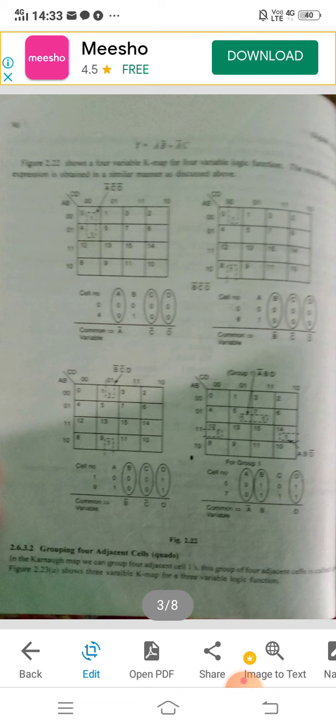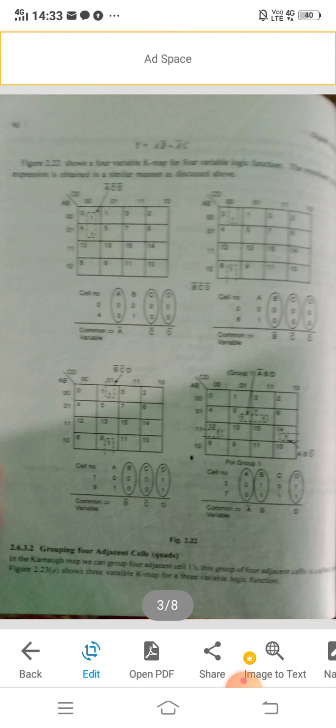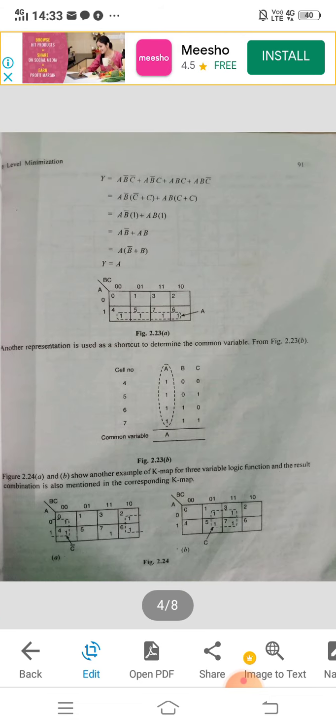Next, grouping of 4. There will be no grouping of 3 because 2 to the power n doesn't have any 3. Grouping 4 adjacent cells gives quads. 2 cells are called a pair; similarly, 4 adjacent cells are called a quad. So how do we make quads? Let's see the numericals. Here you can see 1 is there in the 4, 5, 7, 6 positions. So make one quad of 4 horizontally.